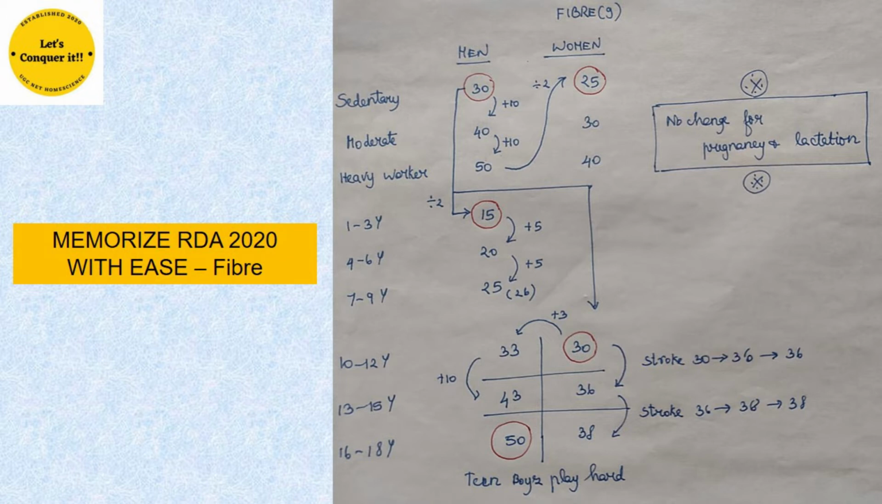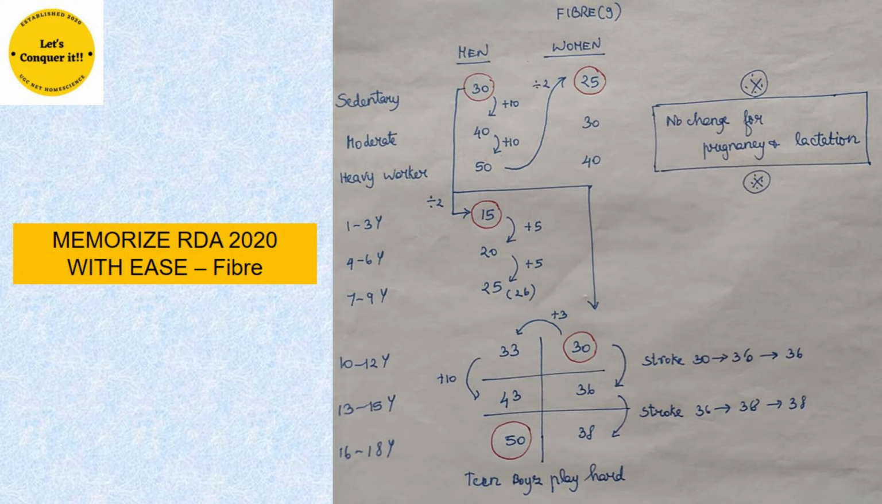Alright, so for men it was 30, 40, 50. Now for women it is 25, 30 and 40. This 30 and 40 I have just taken from the men's requirements and put it here. Now let us go into the second one. Before going into that, one more point you have to remember. Fiber requirements do not change for women during pregnancy and lactation, and also the fiber RDA is not given for the infants category, that is for 0 to 6 months and 6 to 12 months. I am not saying it is 0, I am just saying that it is not given in RDA 2020.